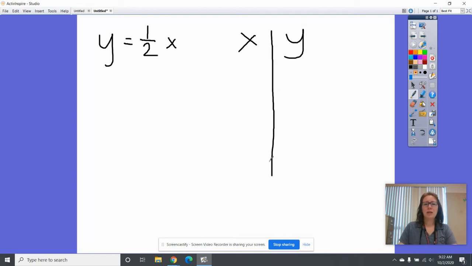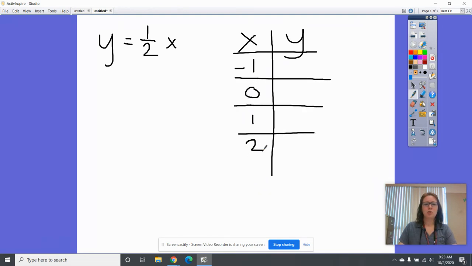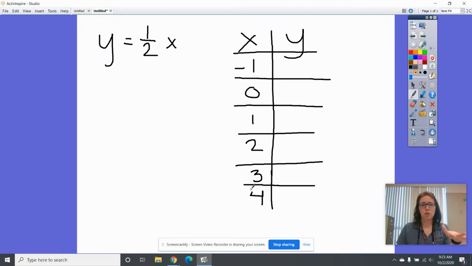When I create tables, I always like to use the x values -1, 0, 1, 2, 3. For this example, I'm going to go ahead and also use 4. I should mention that we get to choose the x values. So I just chose -1, 0, 1, 2, 3, 4 because I like those numbers.